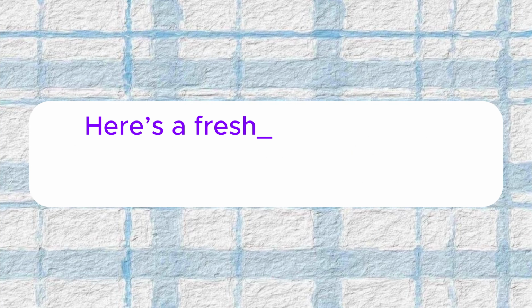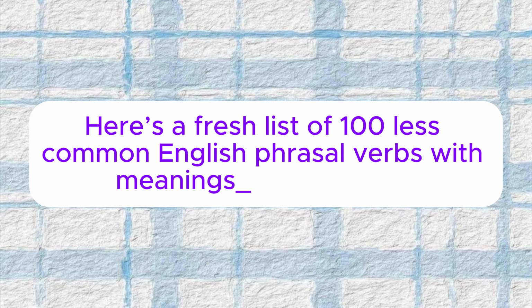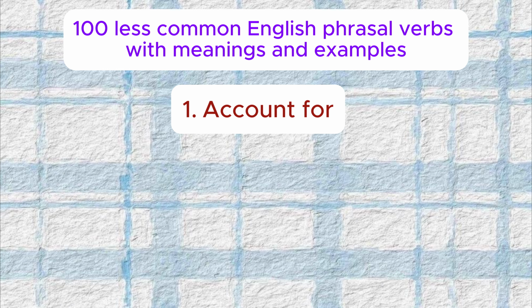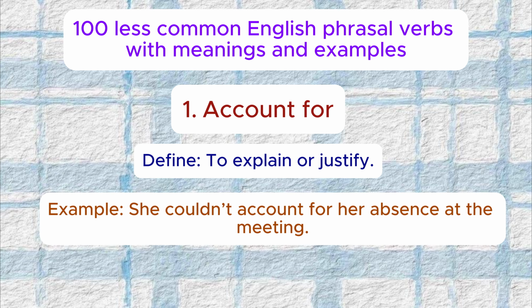Here's a fresh list of 100 less common English phrasal verbs with meanings and examples. 1. Account for. Define, to explain or justify. Example, she couldn't account for her absence at the meeting.